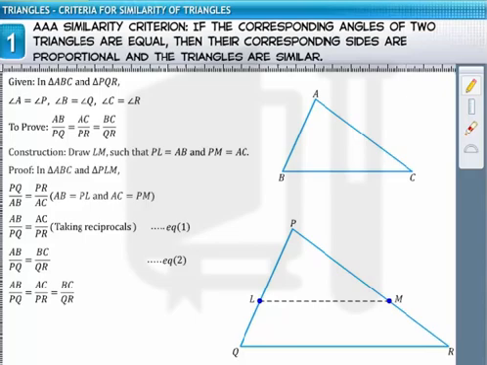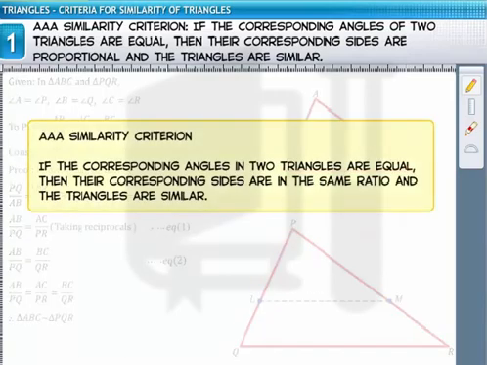Thus, we have proved both the conditions for the similarity of triangles. Hence, triangle ABC is similar to triangle PQR. We have proved that if the corresponding angles in two triangles are equal, then their corresponding sides are in the same ratio and the triangles are similar. This is the AAA similarity criterion.